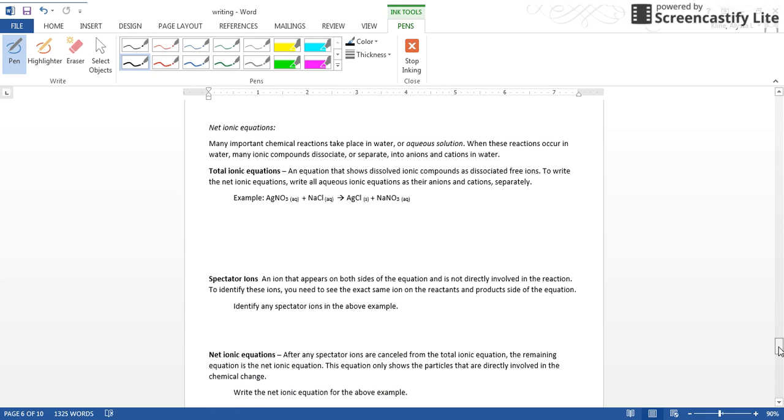What's important, though, is we need to be able to write what's called net ionic equations. It's going to show us essentially what's happening overall in a reaction when we have a double displacement reaction. So the first thing we need to do here is write out what's called the total ionic equation. We're going to basically break everything apart into its ions, and then we're going to move from there. So this first example we have is silver nitrate reacting with sodium chloride, forming silver chloride and sodium nitrate.